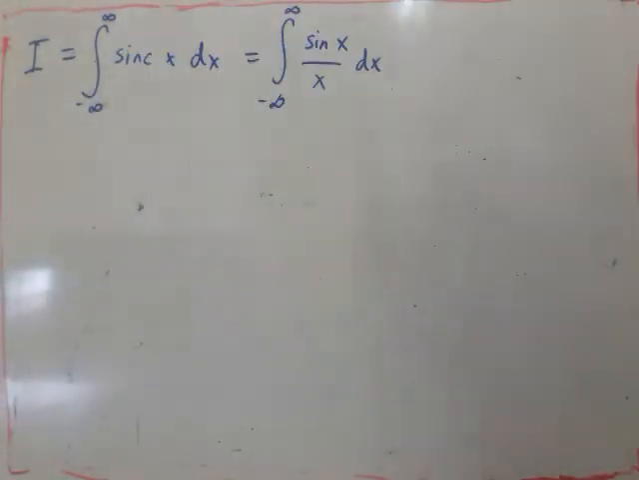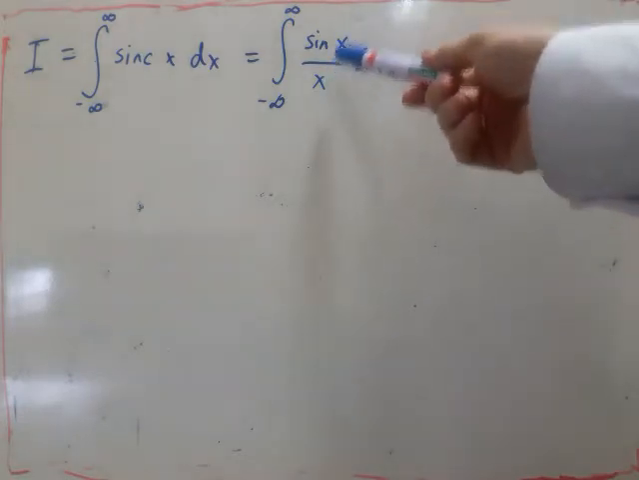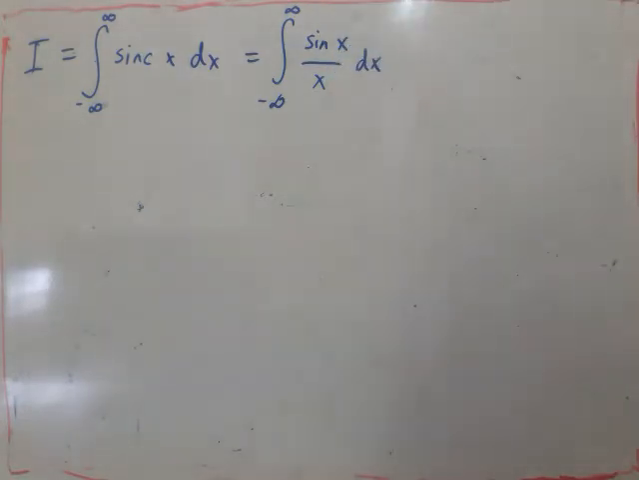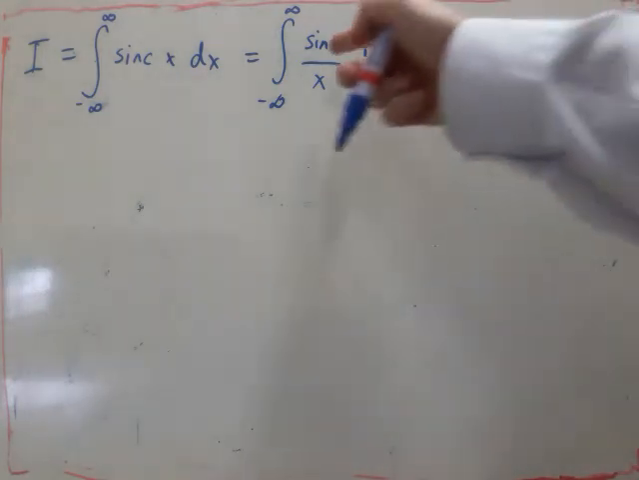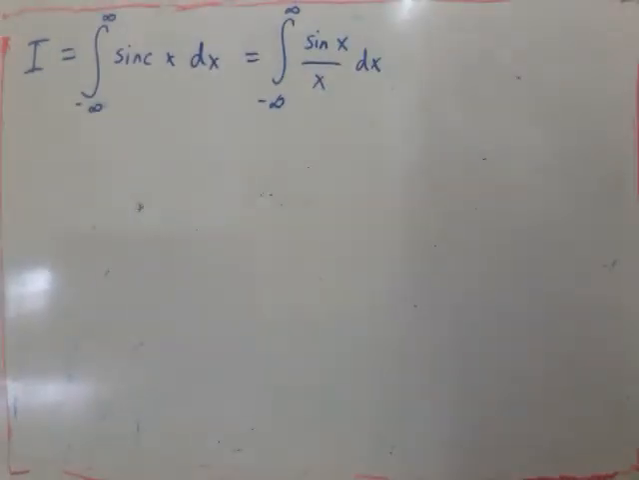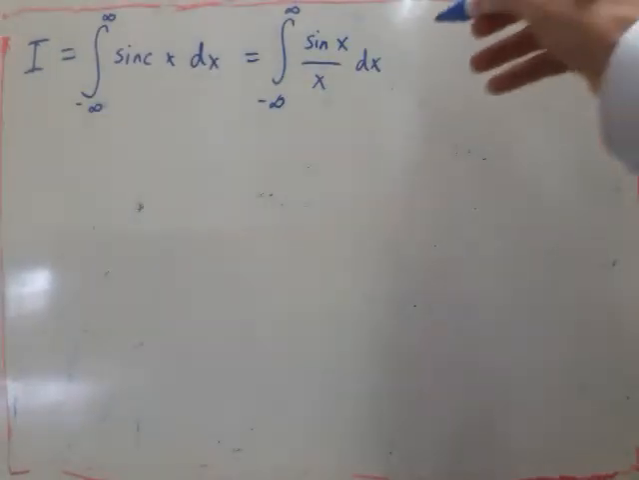So the sinc function is simply sin x over x. So we can integrate this sin x over x over all x. So seeing the sine, we think, okay, well, we'll take the imaginary part of e to the ix.